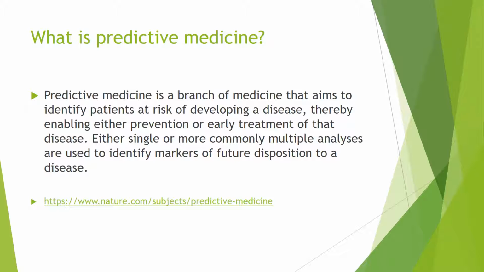The definition of predictive medicine. What is it? Predictive medicine is a branch of medicine that aims to identify patients at risk of developing a disease, thereby enabling either prevention or early treatment of that disease. Either single or, more commonly, multiple analyses are used to identify markers of future disposition to a disease. And there's the link right there if you want to check more information about it.